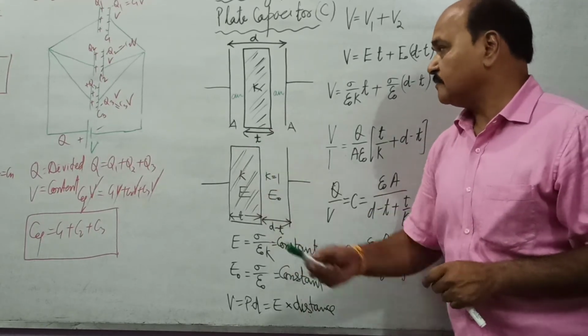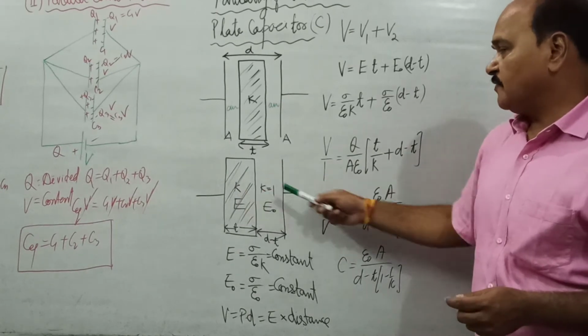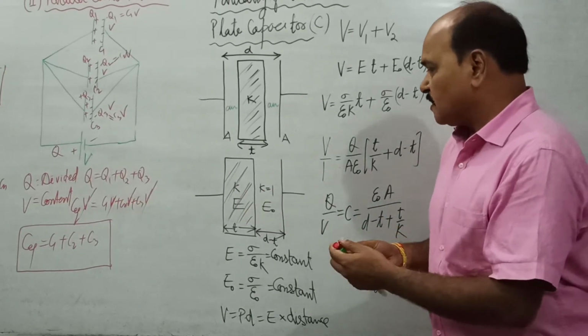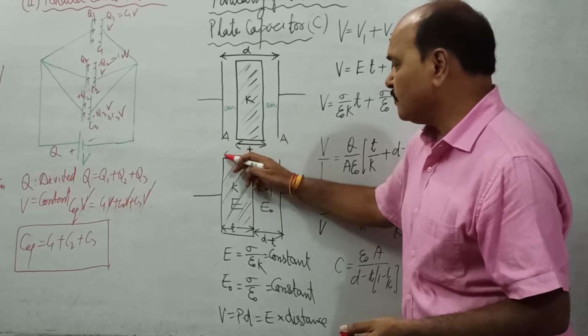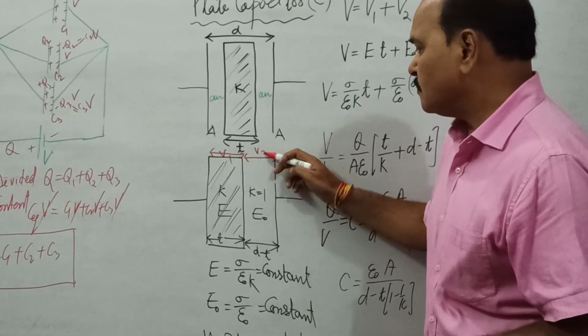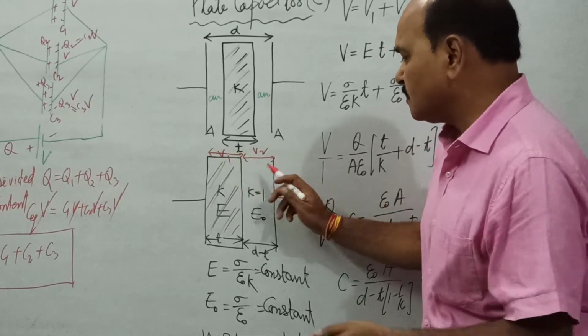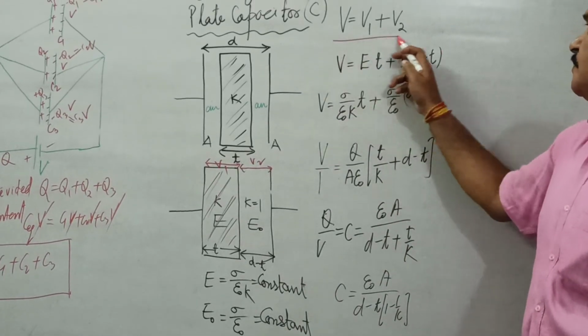We are going to use this relation here. Now see, what is potential difference between these two plates? Potential difference between these two plates is going to be sum total of potential difference here, that is V1, and potential difference here, that is V2. So sum total of V1 and V2 is the overall potential difference between the two plates, and that is V is equal to V1 plus V2.